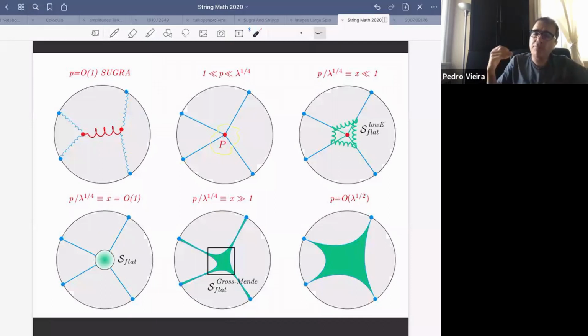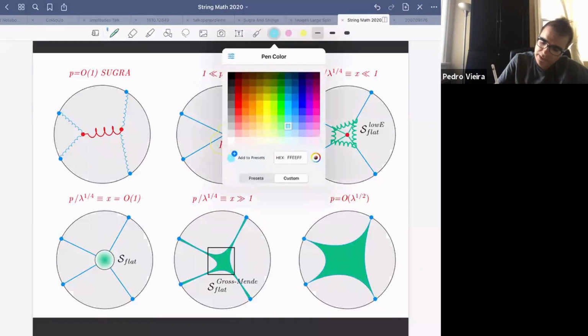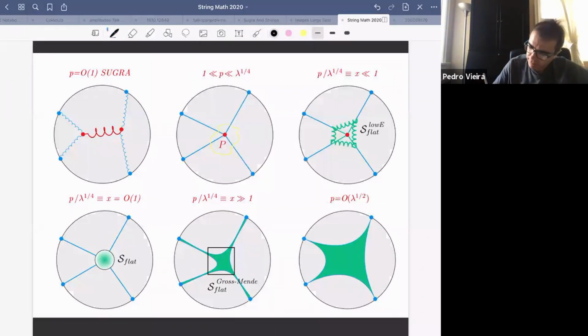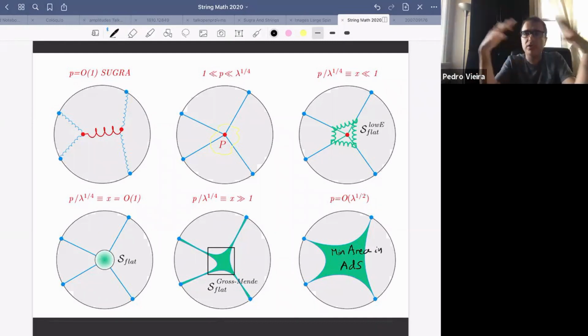And finally, if p is of order square root lambda, then there will be a huge centripetal force when we send these strings that will open them up, and they will fill the full geometry of AdS. So here we would be in a regime that would be the analog, a minimal area in AdS. Now these minimal areas in AdS were not computed yet, even though it's a purely geometrical problem.